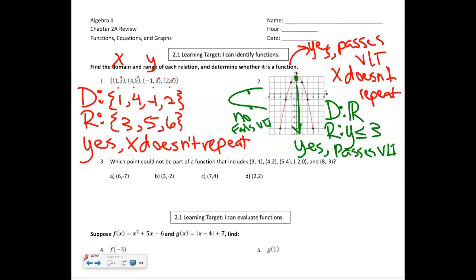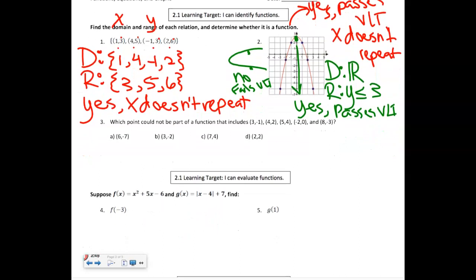Okay. On this number 3, I want to know if I were to add a point to this, what would cause this not to be a function? So I'm just looking at all of my x's here, and then I'm looking at all the x's down here, and I see for b it has a 3 here and a 3 here, so that would cause it not to be a function. So that would be our answer. Okay.